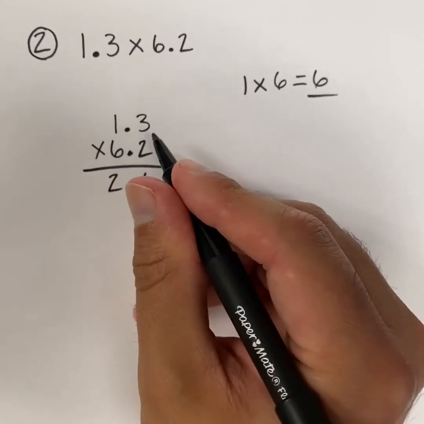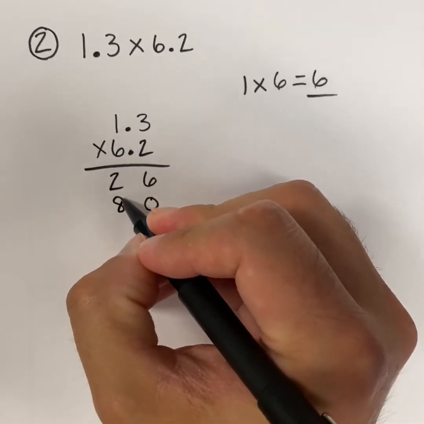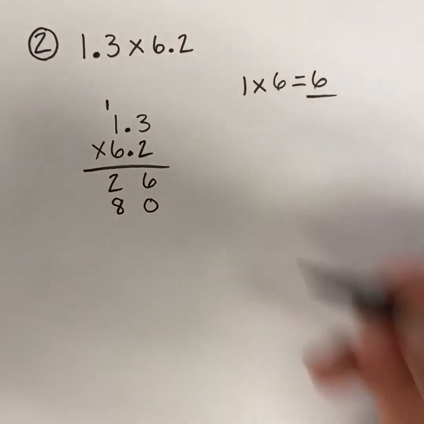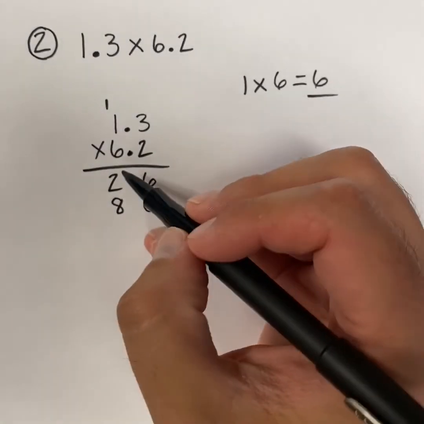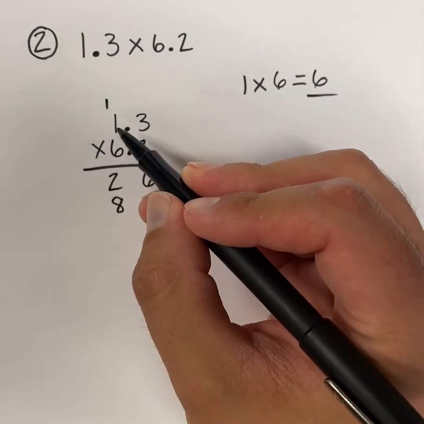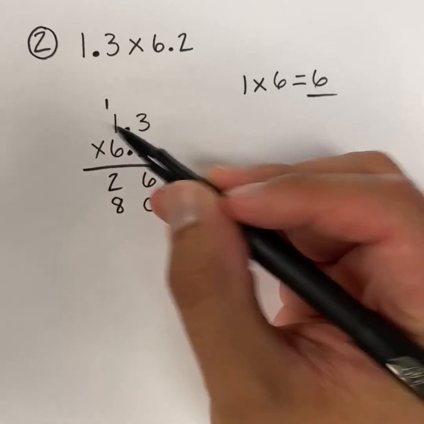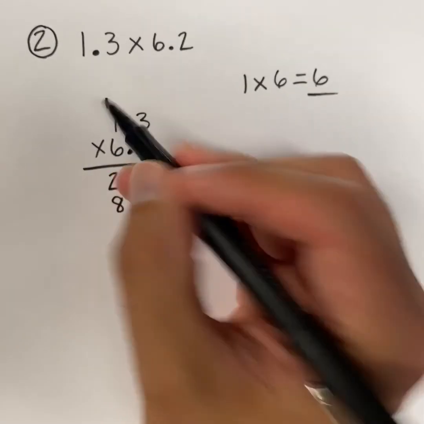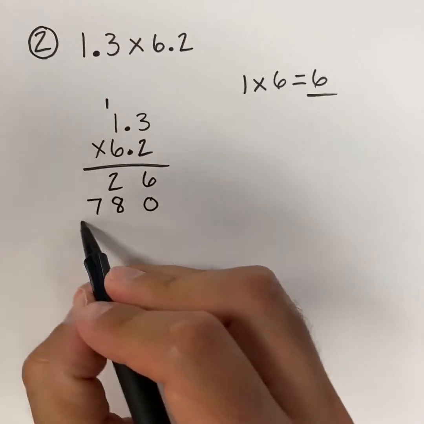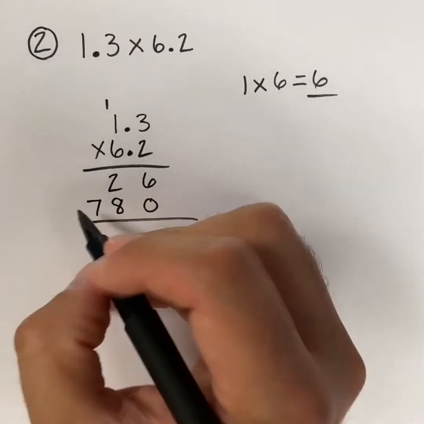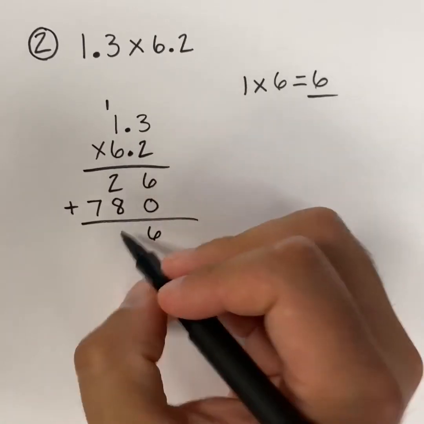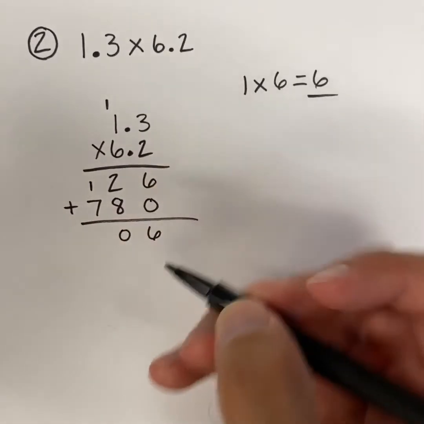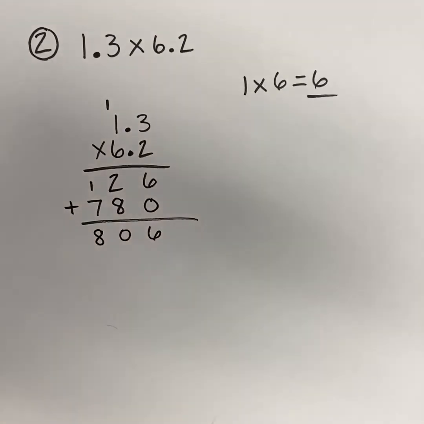Okay, so 6 times 3 is 18. And remember, we have to make sure that we're keeping our work nice and neat so we know what numbers go with what. And then our last step here would be to do 6 times 1, and we have to remember to add in that 1 up here. So 6 times 1 is 6, plus 1 is 7. Okay, go ahead and add these straight down. 6 plus 0 is 6, 2 plus 8 is 10, carry 1 over, and we have 806.